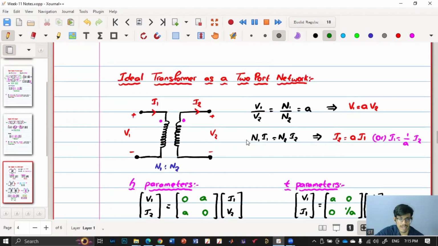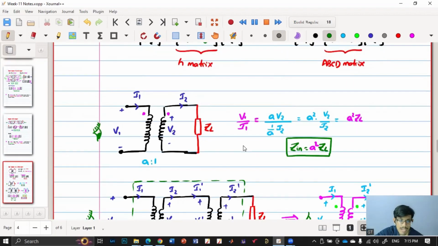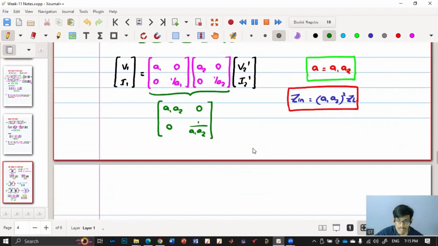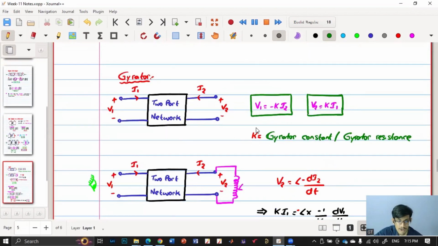Then we have seen the ideal transformer as a two-port network. We got the H parameters and T parameters, and we have seen that if they are connected in cascade, then the transmission matrix will be the product of the individual transmission matrices. And from there we can get the input impedance if there is any load connected at the output terminal.